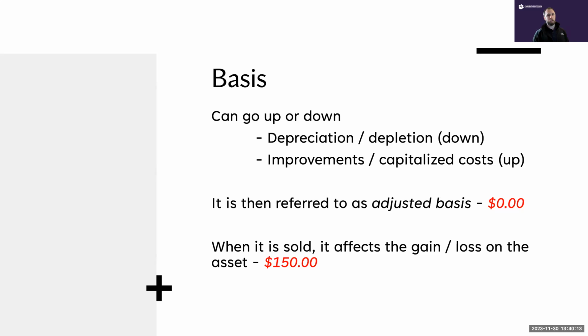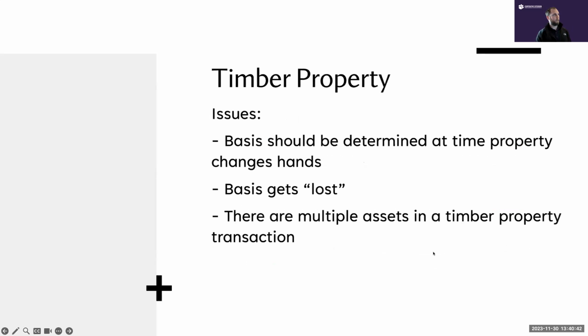So if in this particular instance we said we depreciated it and it went down to 0 and we sold it for $150, then suddenly we have $150 of gain. But on the reverse side, if we capitalize something related to that asset and we added $50 of basis, then we'd be at $150 of basis and we would not have any gain if we sold it for that amount. So yeah, just kind of a quick primer there.